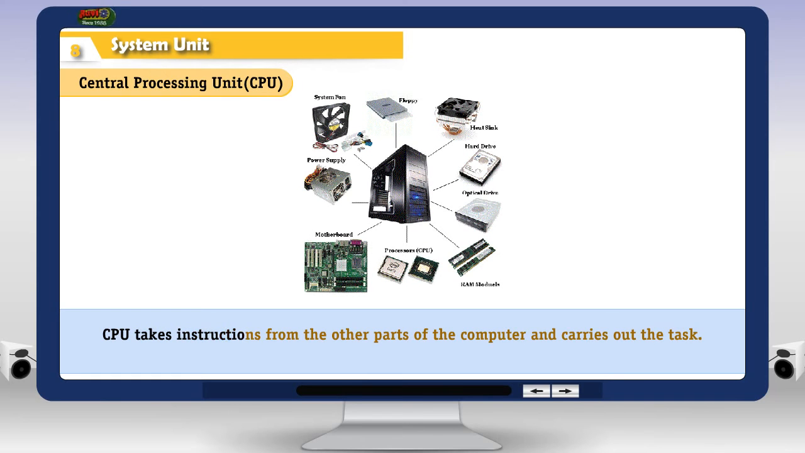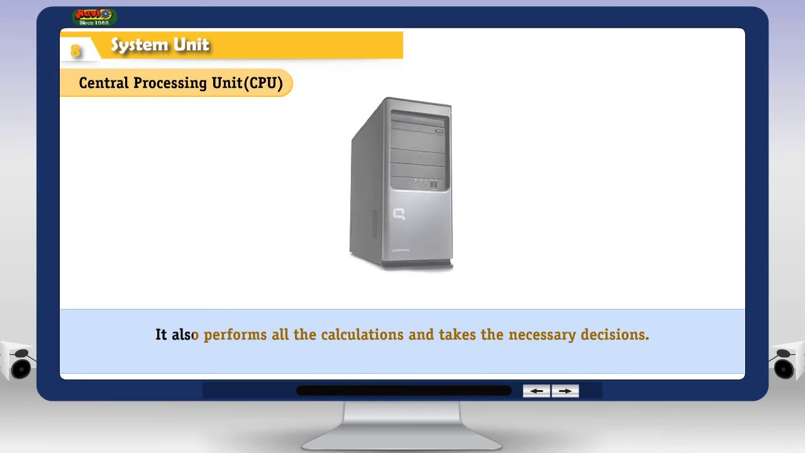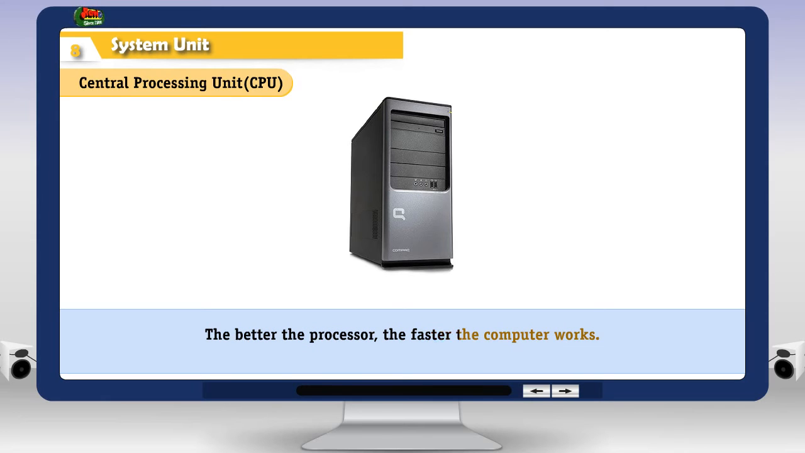CPU takes instructions from the other parts of the computer and carries out the task. It also performs all the calculations and takes the necessary decisions. The better the processor, the faster the computer works.